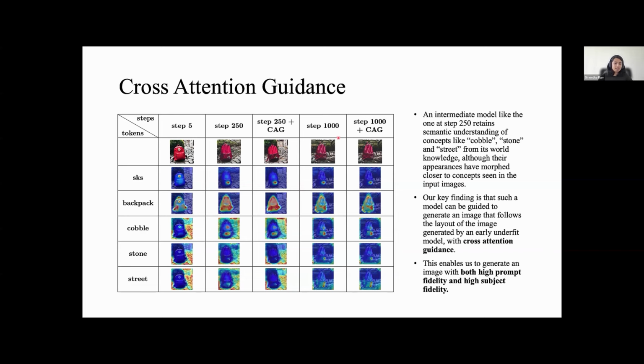By the time we go to step 1000, like we mentioned, we experience catastrophic attention collapse, and the model has started mapping all latents to one of the input images. At this point, cross-attention guidance is not effective, and we still get back the same image. However, an intermediate one like step 250 can be guided to generate this kind of image.